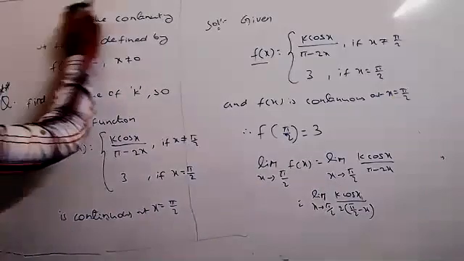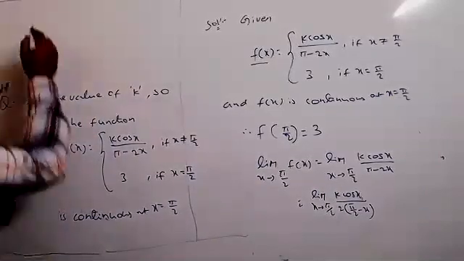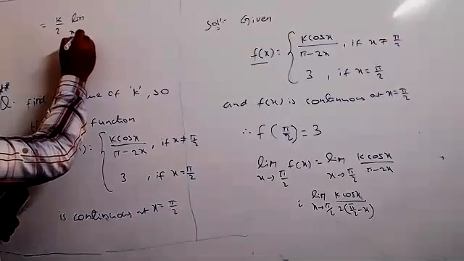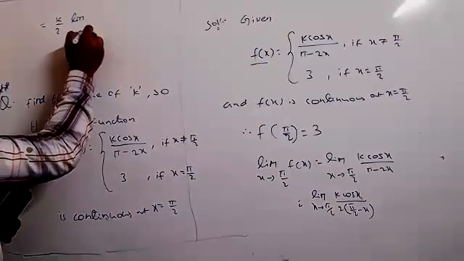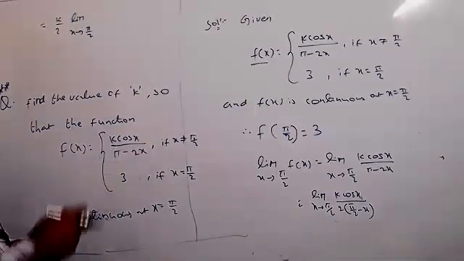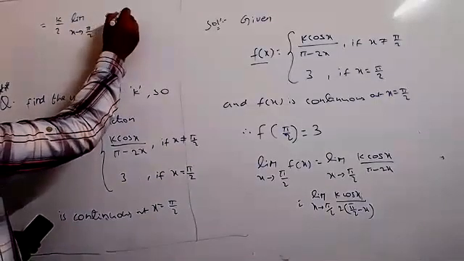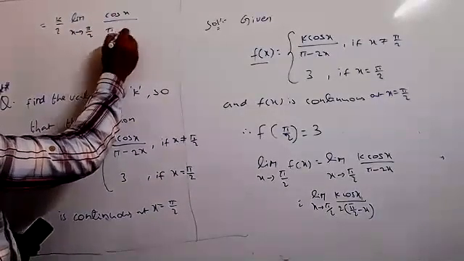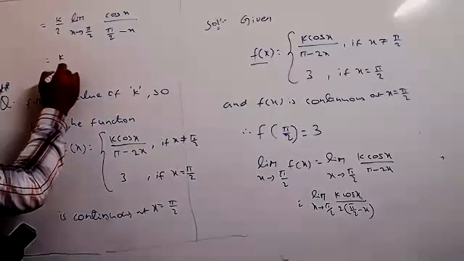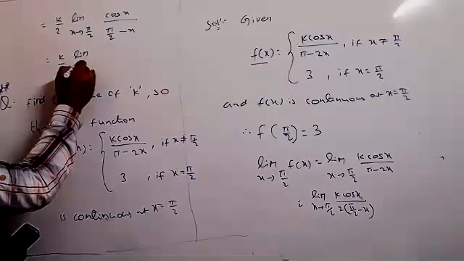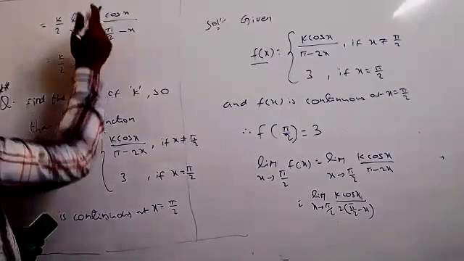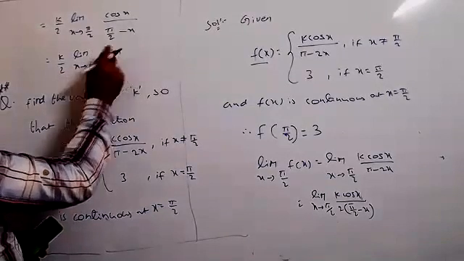K by 2 you can write outside now. If we take k by 2 outside, then what about the remaining? Limit as x tends to pi by 2. Now cos x is there, so you can write it as it is: cos x by pi by 2 minus x. And the next one, k by 2 into the limit as x tends to pi by 2. Now suppose I take the cos x here, I write it like this.